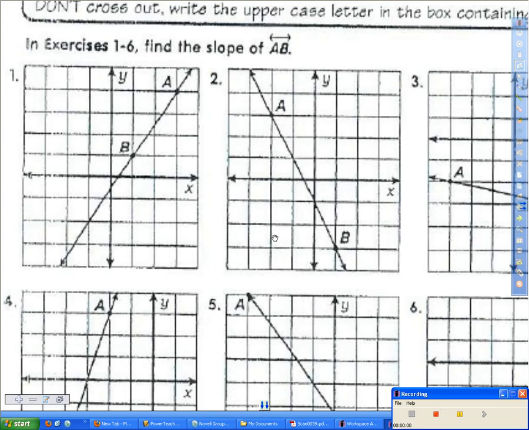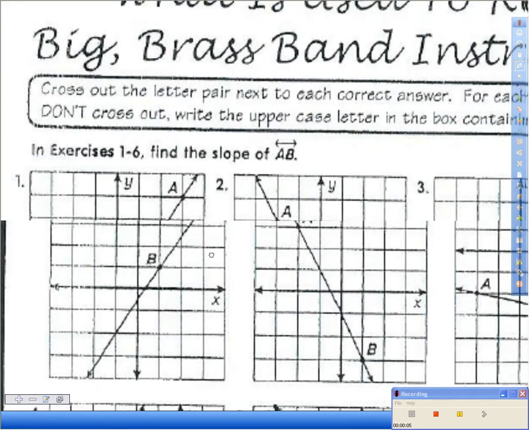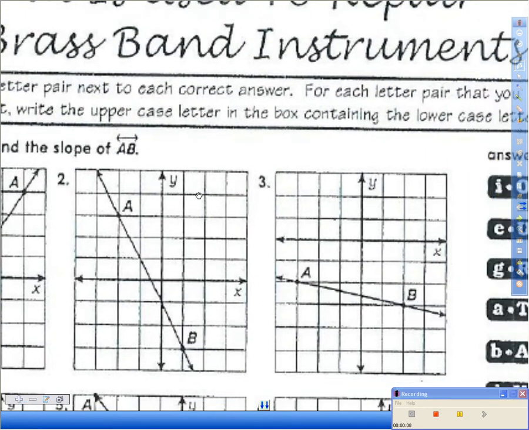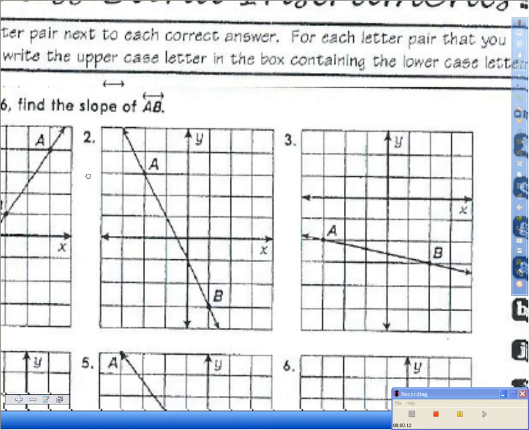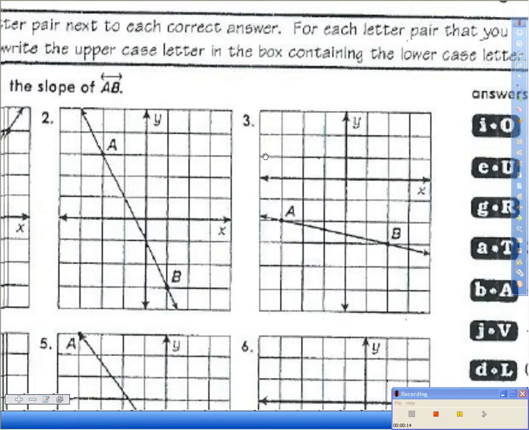This is the homework for October 25th, and we were doing these two puzzle pages. All right, the directions here say cross out the letter pair next to each correct answer. For each letter pair that you don't cross out, write the uppercase letter in the box containing the lowercase letter.